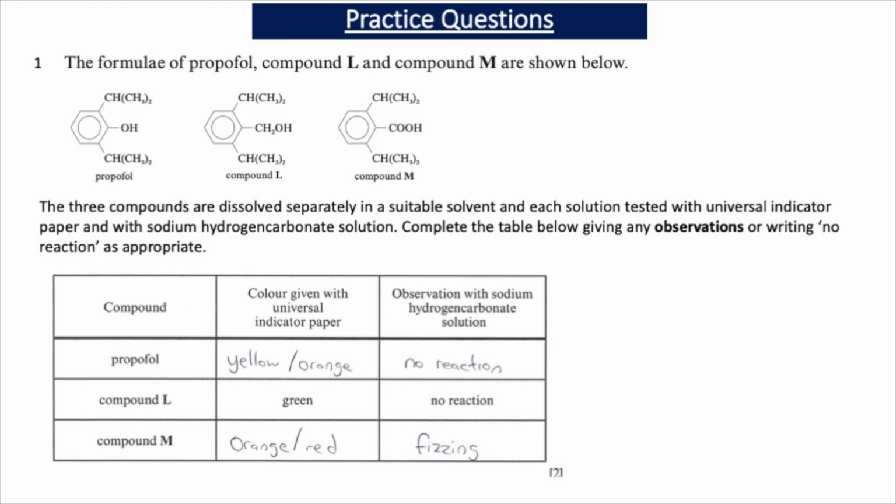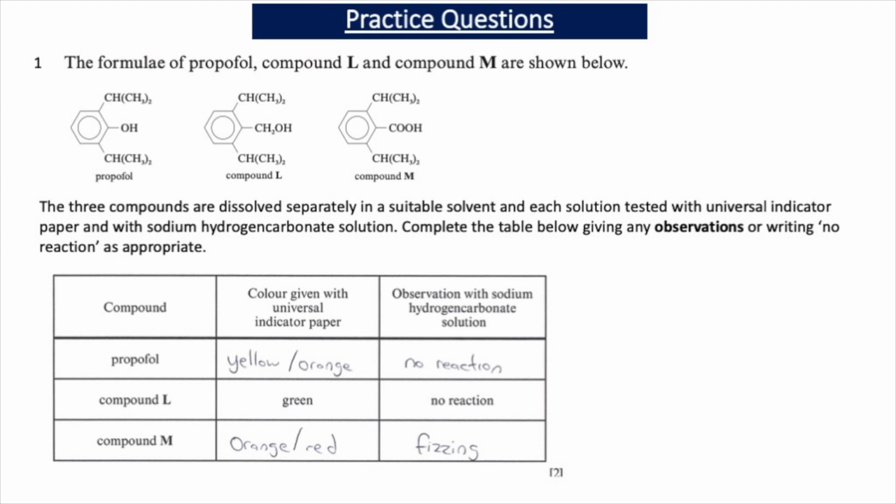Now the first compound, propofol, has a phenol group, and it's asking you what would happen with universal indicator paper. Well, as I mentioned previously, it's around about pH 5 to 6, so therefore it would go yellow or orange with universal indicator paper. You then have to complete what would happen if you added sodium hydrogen carbonate solution to propofol. Now, because it's got a phenol group, phenol does not react with metal carbonates or metal hydrogen carbonates, so there would be no reaction.